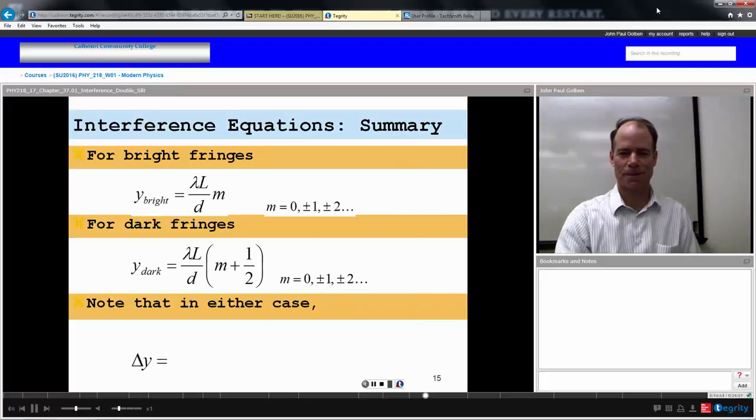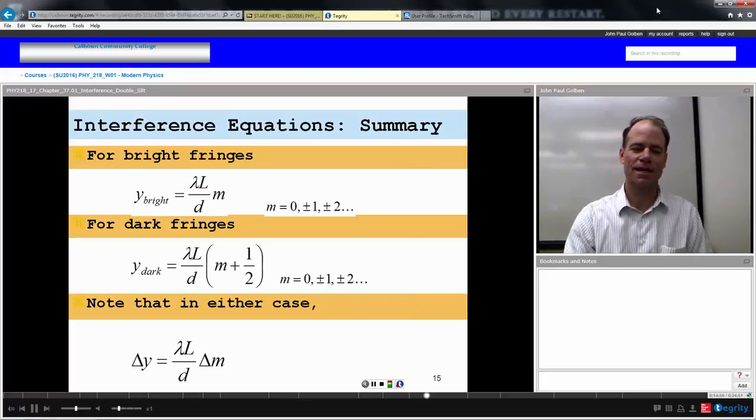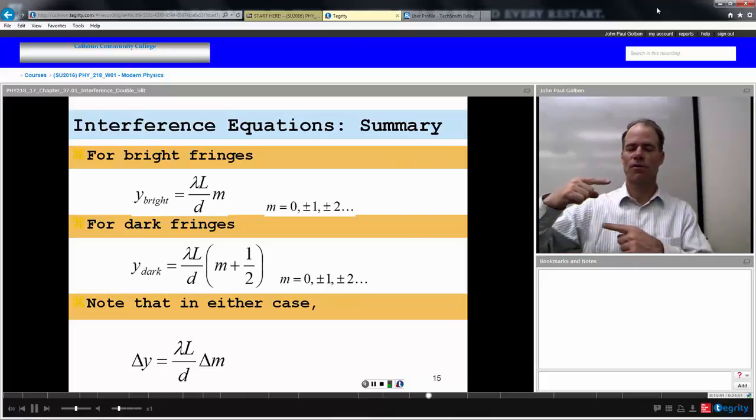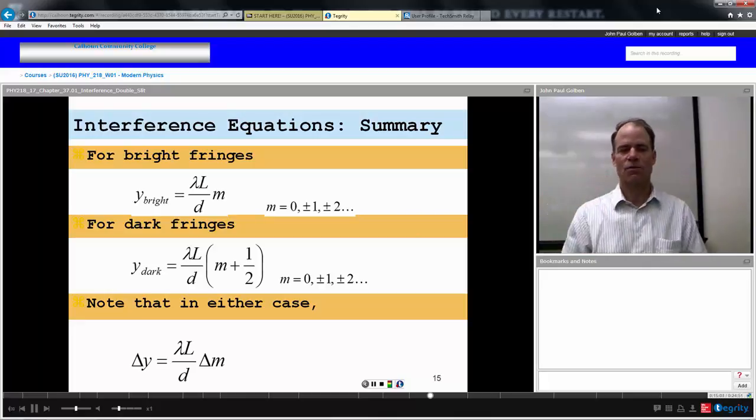Note in either case that the difference between two fringes, if you went from one fringe to the next, that length would be equal to lambda L divided by d times delta m. Because if you took the difference between fringe 1 and say fringe 2, then you would have this kind of expression. And that's true for either dark fringes or bright fringes. The same distance will give you the same. And if it's successive fringes, then this delta m will actually be equal to 1.